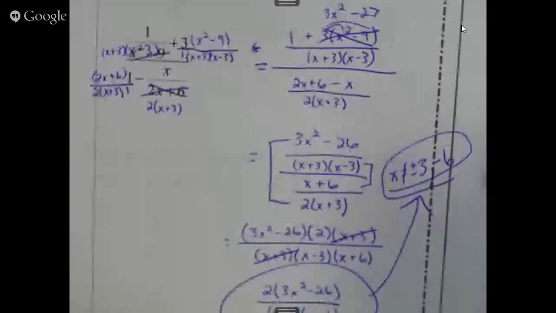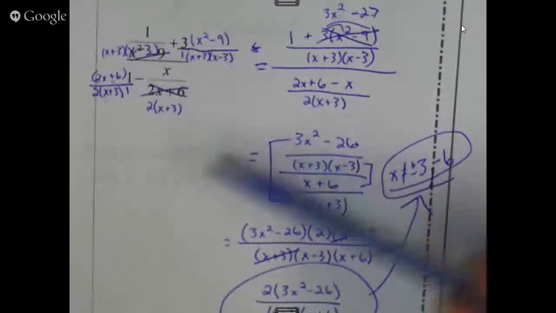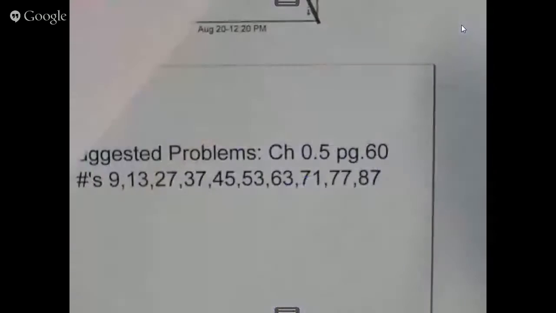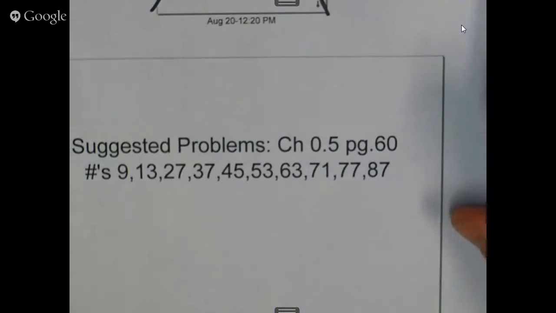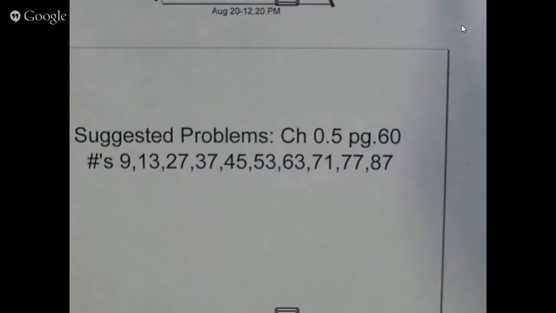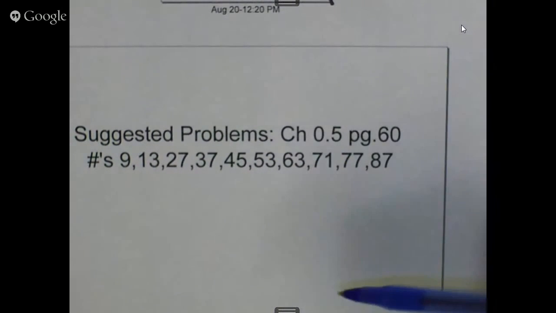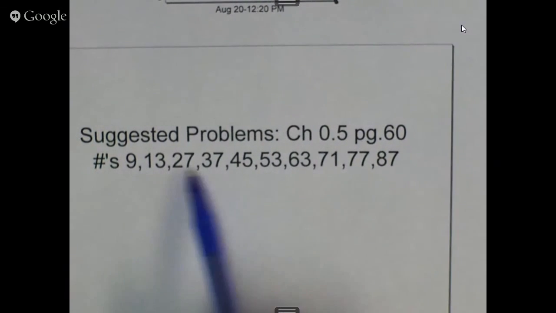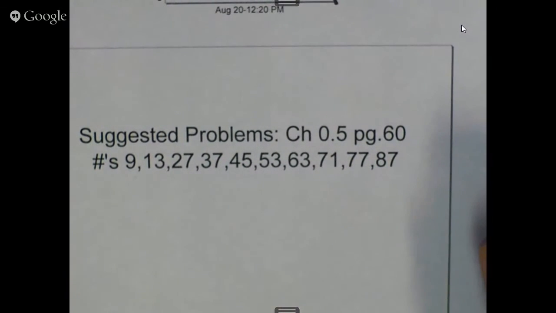Okay. Again, so this one was a little bit more difficult. Okay, keep your work nice and organized. If you got problems, make sure you're coming in and getting some help before or after school. So we're on suggested problems, chapter 0.5. So get working on those. If you got questions, come talk to me.